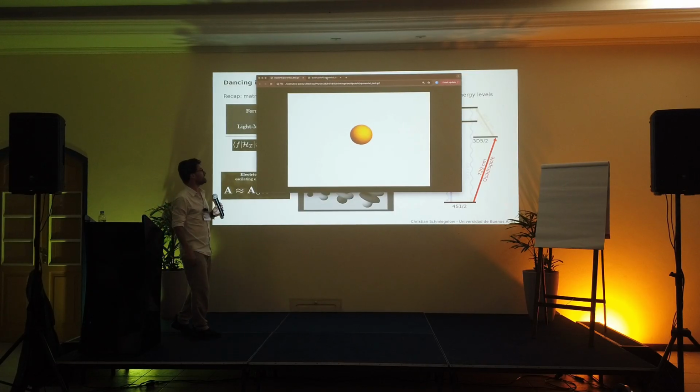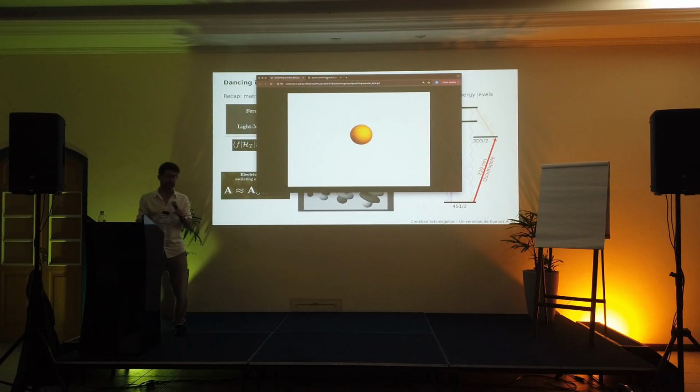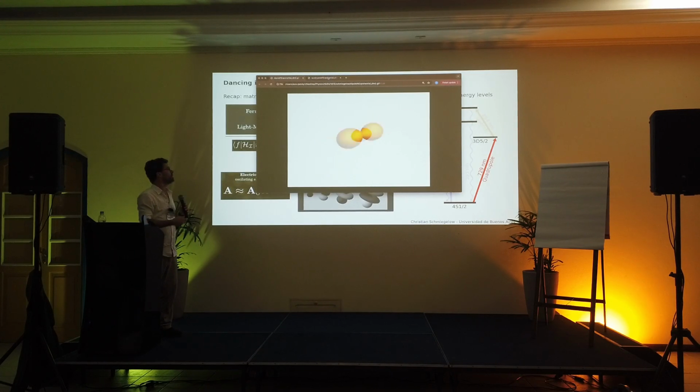That's how we understand a dipole transition. It's basically a charge which is moving in one direction or the other one, so we need a field that actually shapes this transition in one direction and the other one. What happens in a quadrupole transition?